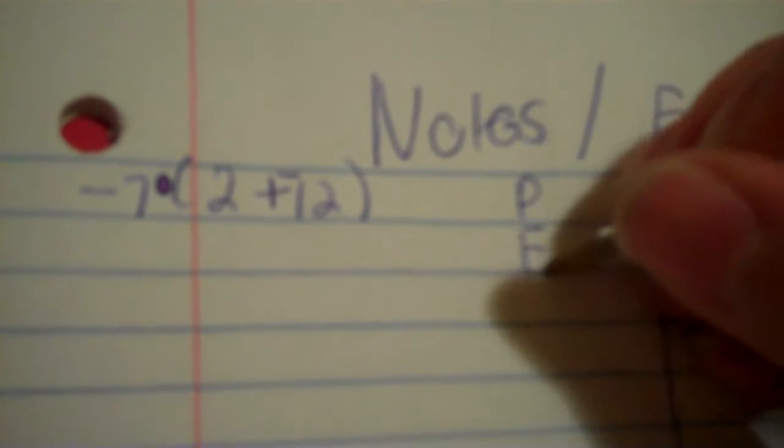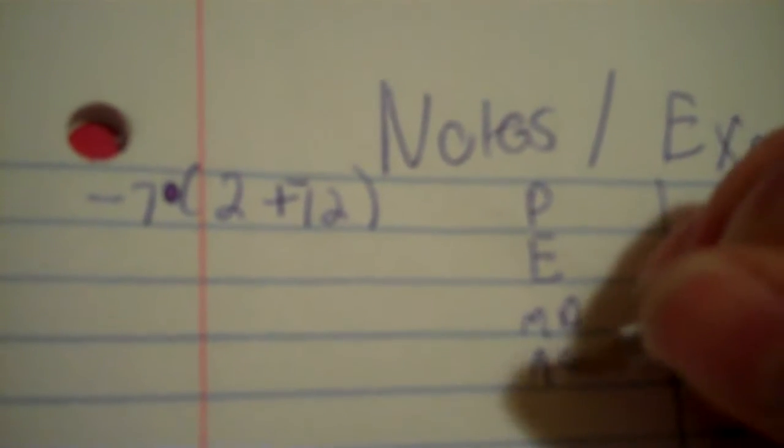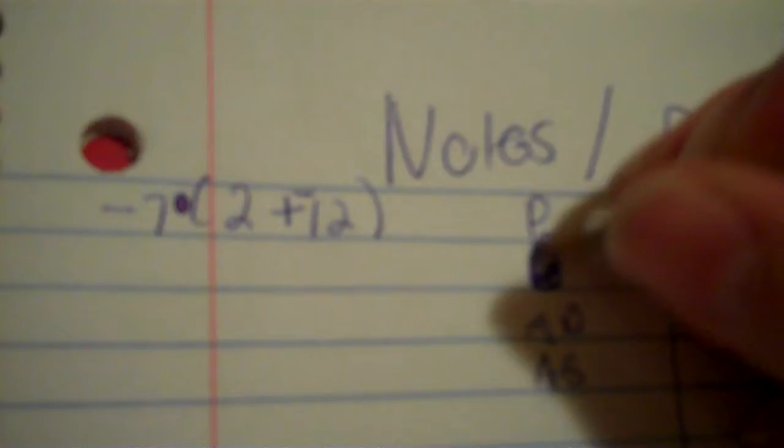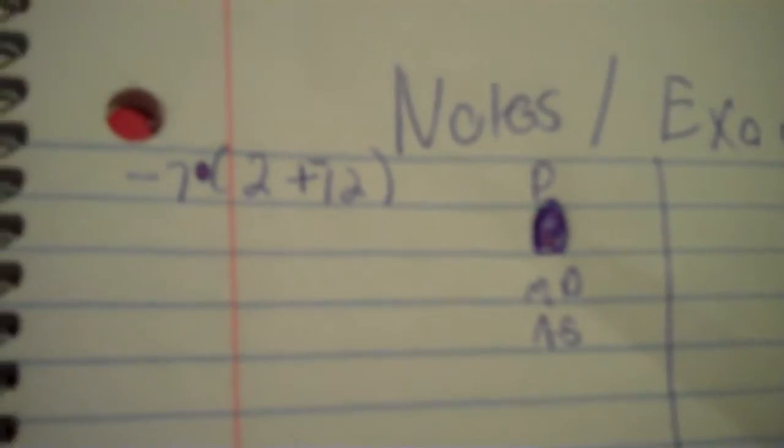Okay, actually, don't even write the E. Okay, stop writing that. You want to do that for a while. Okay, PMDAS. Okay, parentheses. This time we have a parentheses and there's an operation inside. We have addition, 2 plus -12.